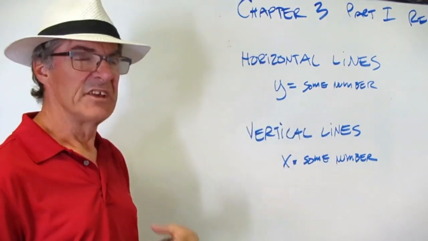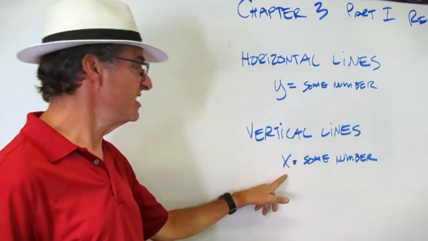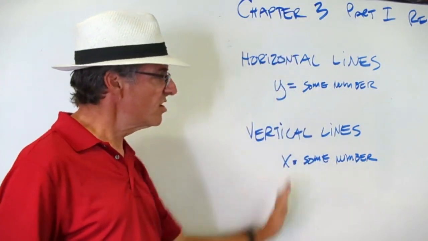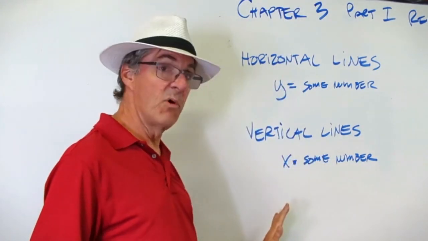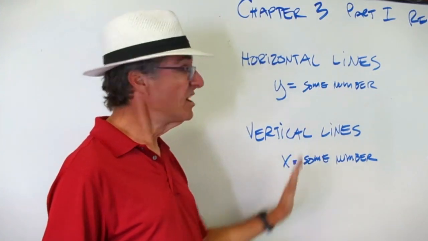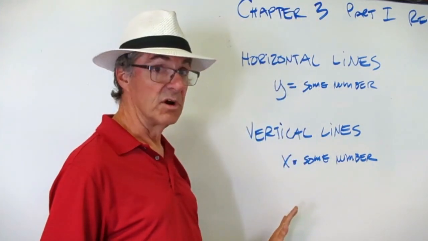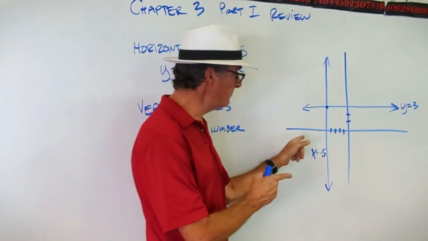Now a vertical line is really similar, except that it's x equals some number. So it's vertical. It means it's going to go through one point for x. Doesn't matter what y is. X is always going to equal that number. So let's go over here and take a look at two examples.